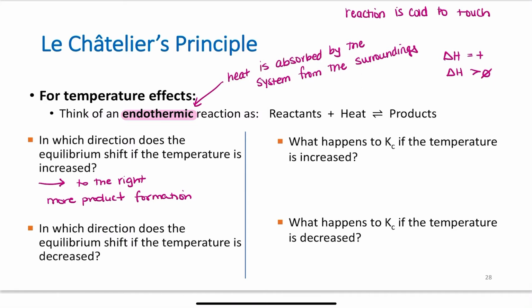In which direction does the equilibrium shift if the temperature is decreased? Well, in this case, I removed heat. I took heat away from the reaction. The reaction needs a set amount of heat at that equilibrium, and I just removed some of it. What it's going to do is pull that reaction back to form more reactant. If it forms more reactant, it's going to generate more heat as well.